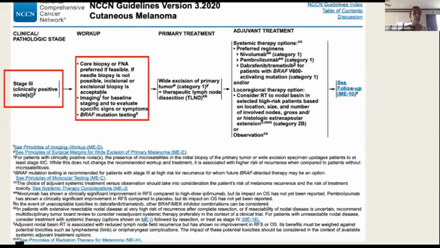Also, these patients require imaging at baseline, and this is to evaluate any specific signs or symptoms of metastases. So the usual way of imaging is a PET CT or CT chest, abdomen, pelvis in our setting with brain MRI, since PET CT is not readily available to us.